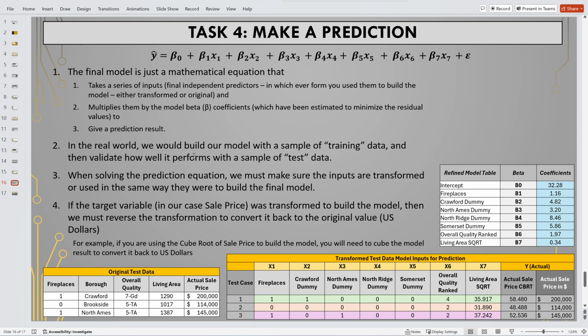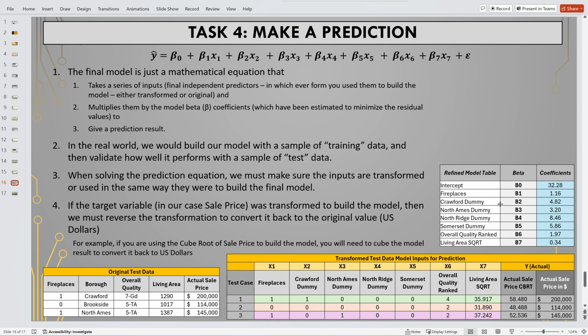So in the real world, we would build our model with a sample of training data and then validate how well it performs with a sample of test data. So when solving this prediction equation, again, we need to make sure that our inputs are transformed or used in the same way that they were used to build the model. And then also, if our target variable, in our case sale price, was transformed to build the model, then we need to reverse that transformation to convert it back to the original value in US dollars. So for example, we're using cube root of sale price to build the model. We'll need to cube that model result to convert it back to sale price.